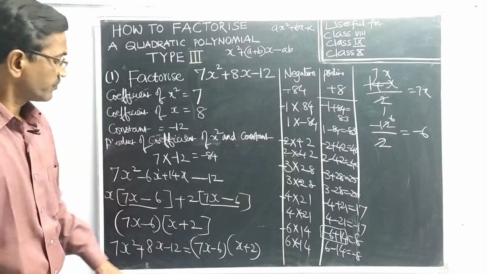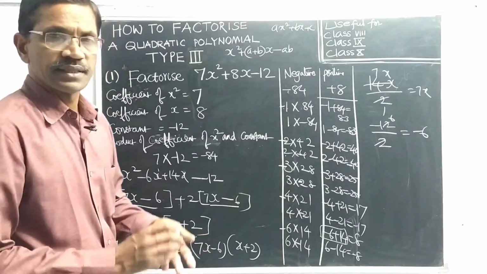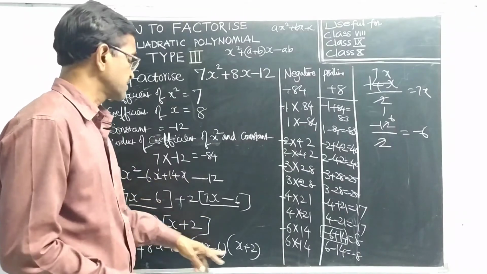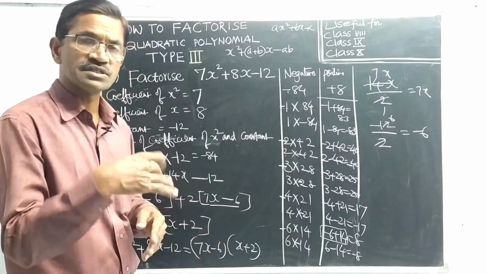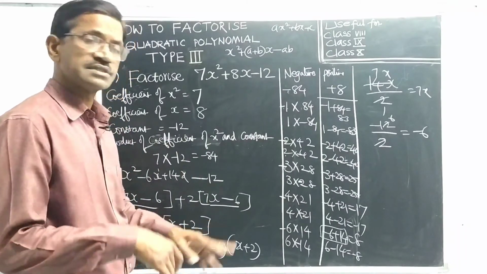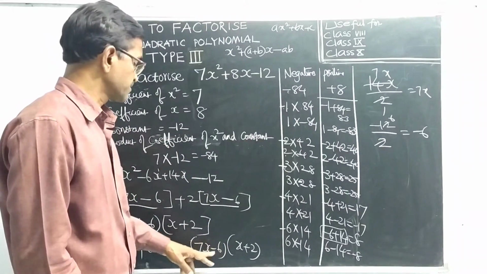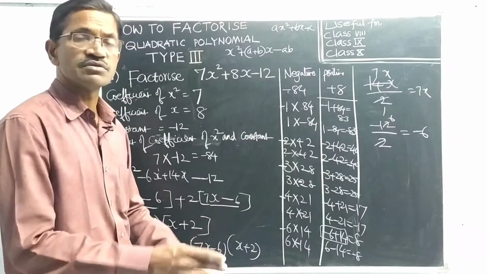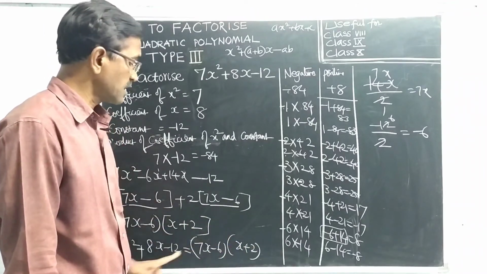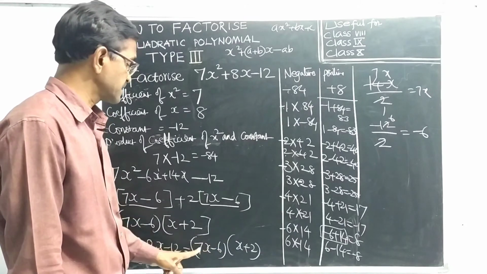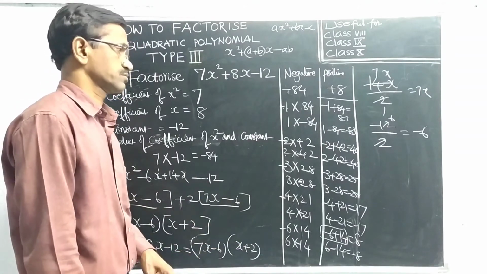If you want to find out the zeros of this one, you have to make it equal to zero. 7x minus 6 is equal to 0, 7x is equal to 6, and x is equal to 6 by 7. Here x plus 2 is equal to 0 and x is equal to minus 2. So the zeros of this polynomial are x is equal to 6 by 7 and minus 2.